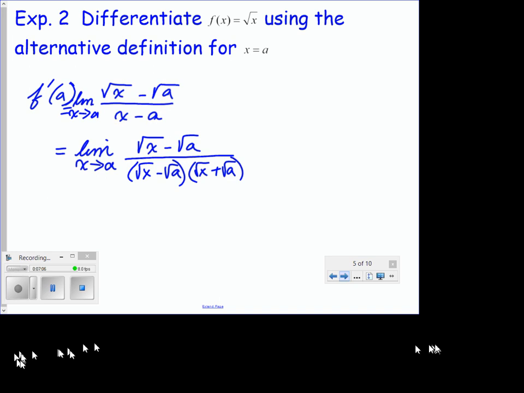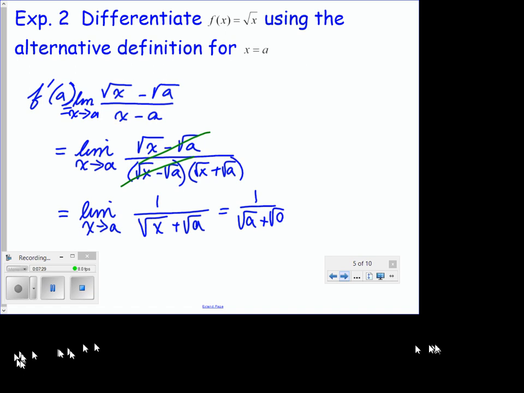We can simplify this. What we get is the limit as x approaches A of 1 over the square root of x plus the square root of A, and what we get is 1 over the square root of A plus the square root of A. Notice I'm not writing limit anymore because I'm substituting A into the x, and we get 1 over 2 square roots of A.